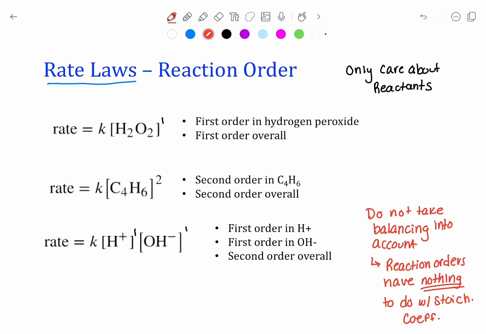It doesn't matter if there was a 6 in front of that C6H6. It does not matter. That would have absolutely no bearing over the reaction order. And this is oftentimes where I see students get tripped up with reaction orders. If they're given a balanced reaction, they think that that balanced reaction tells them something about the reaction order. And it does not. Because reaction orders have nothing to do with any of those stoichiometric coefficients and nothing to do with balancing. We ignore balancing with rate laws.